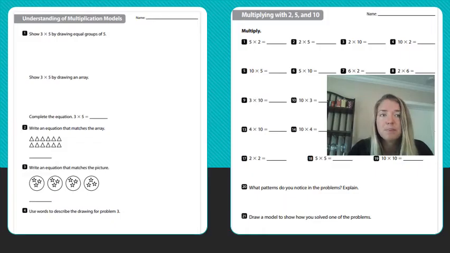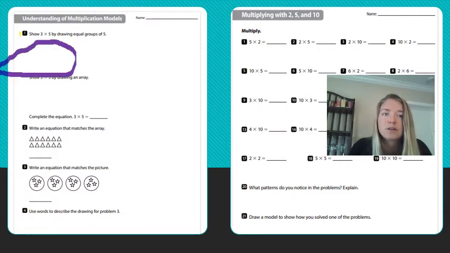Okay, so this first page is dealing with multiplication equations using models. So we're just basically going to be drawing pictures to represent our multiplication equations. For number 1 right here, it says 3 times 5 by drawing equal groups of 5. So we're going to go ahead and draw a model to represent the equation of 3 times 5. For 3 times 5, I'm going to go ahead and draw 3 groups.